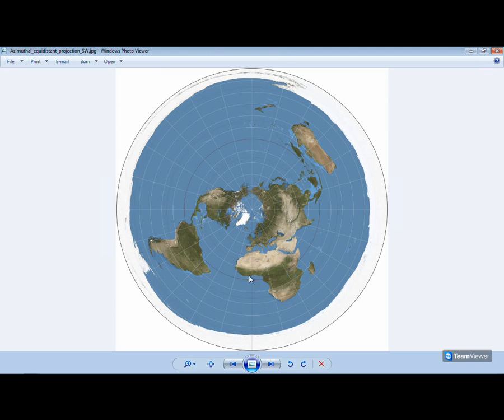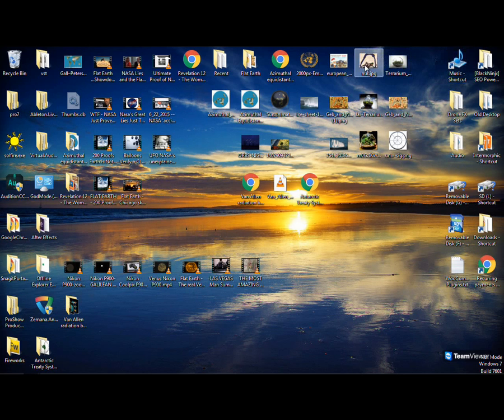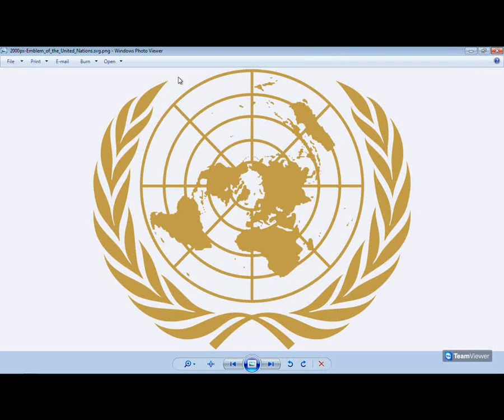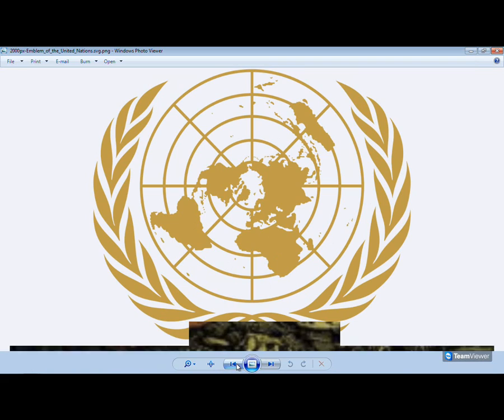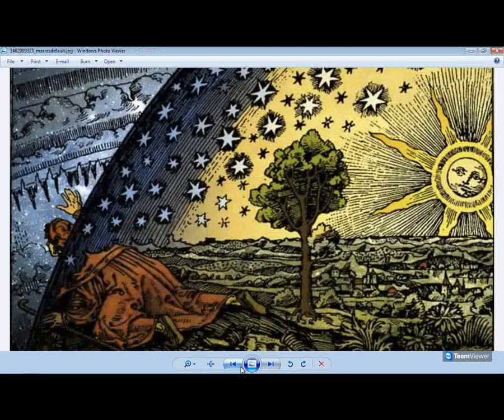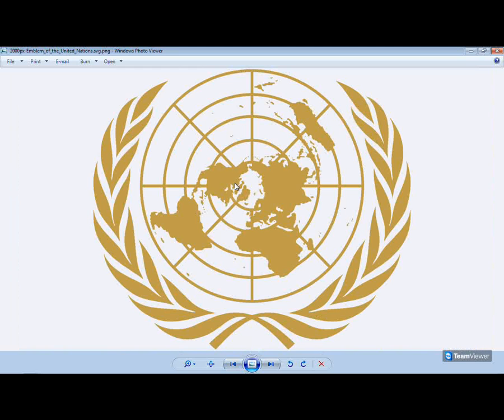Now, if this is such a foolish model, then tell me, why is that same model used by the United Nations? This is the United Nations flag. Notice that there's no Antarctica. This outer rim is symbolic of Antarctica. It's the same thing, like I just showed you, but there's no Antarctica. Now, why would the United Nations, who supposedly represents all the nations on the planet Earth, why would they use the flat Earth map or the flat Earth model?